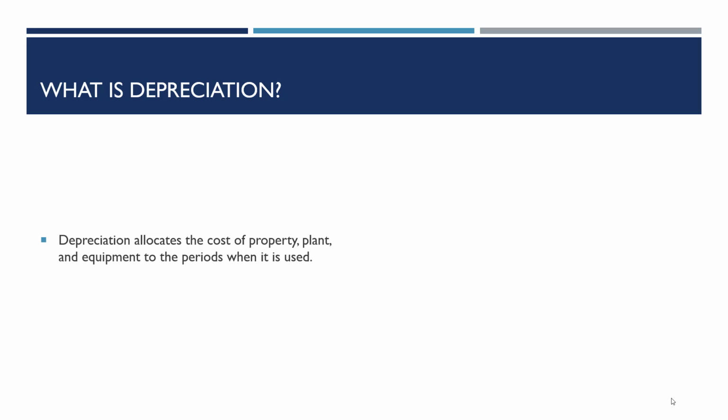And what is depreciation? It allocates the cost of property, plant, and equipment to the periods when it is used. And this is a little confusing to people because people usually associate depreciation with a decrease in value. And in English, depreciation means that it is decreasing in value. In accounting, the definition is slightly different. In accounting, it allocates the cost of PP&E to the periods when it is used. And property, plant, and equipment, again, are assets that have physical substance used in your business.